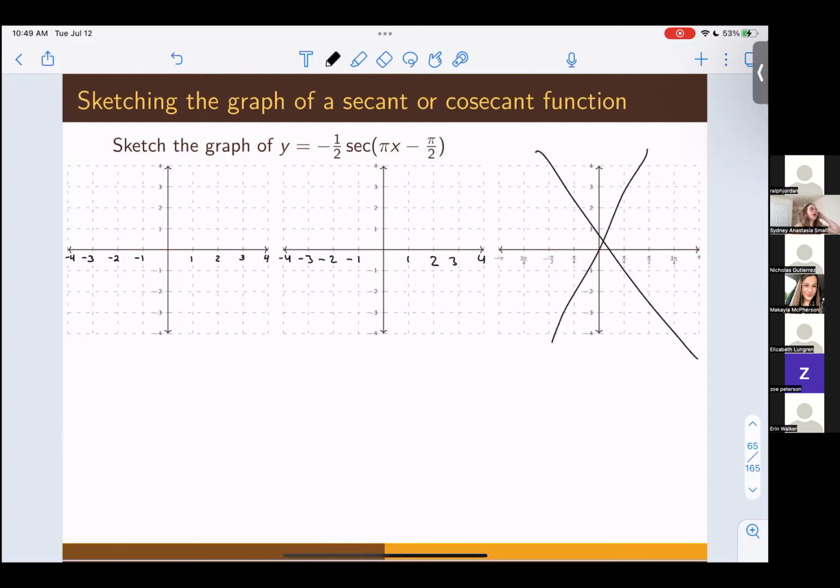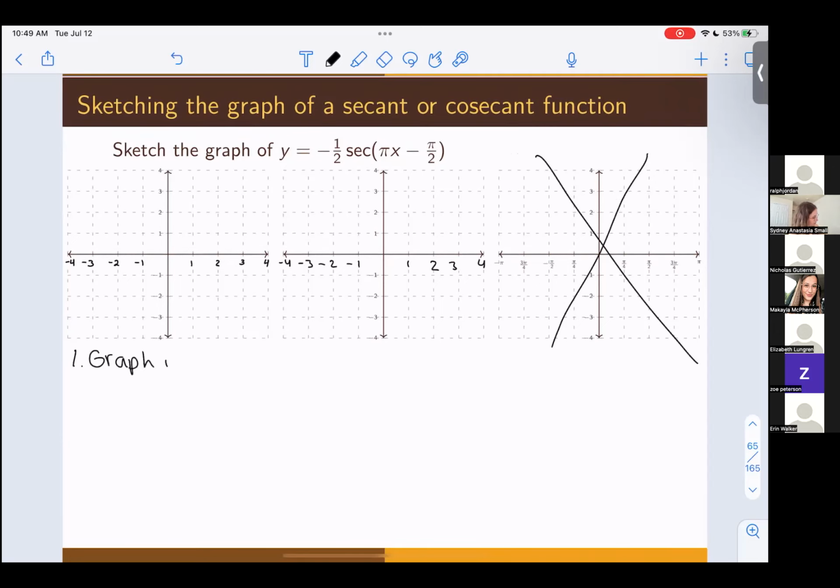Anyways, so I want to sketch the graph of -1/2 times the secant of pi x minus pi over 2. Now, the process for this is a little bit different than what we've done, but in the way it's different, it's actually very similar to graphs we've already done. So step 1 is to graph this guy, except to graph it with its reciprocal function. The reciprocal function of secant is cosine. So what I want to do is to graph this whole thing, the exact same function, but instead of secant, I want to use cosine of pi x minus pi over 2.